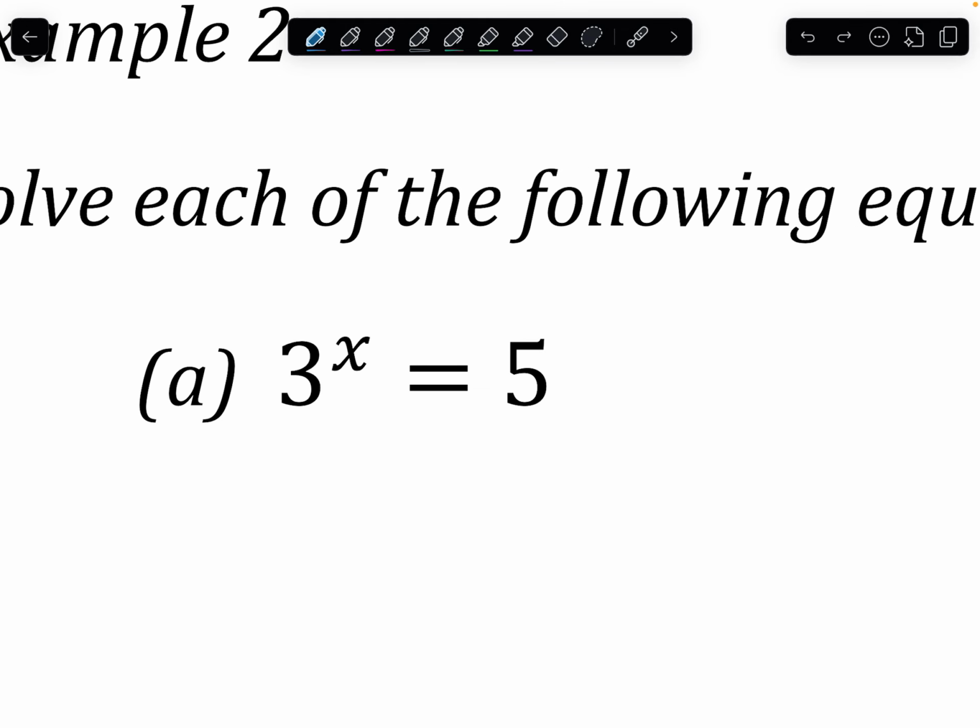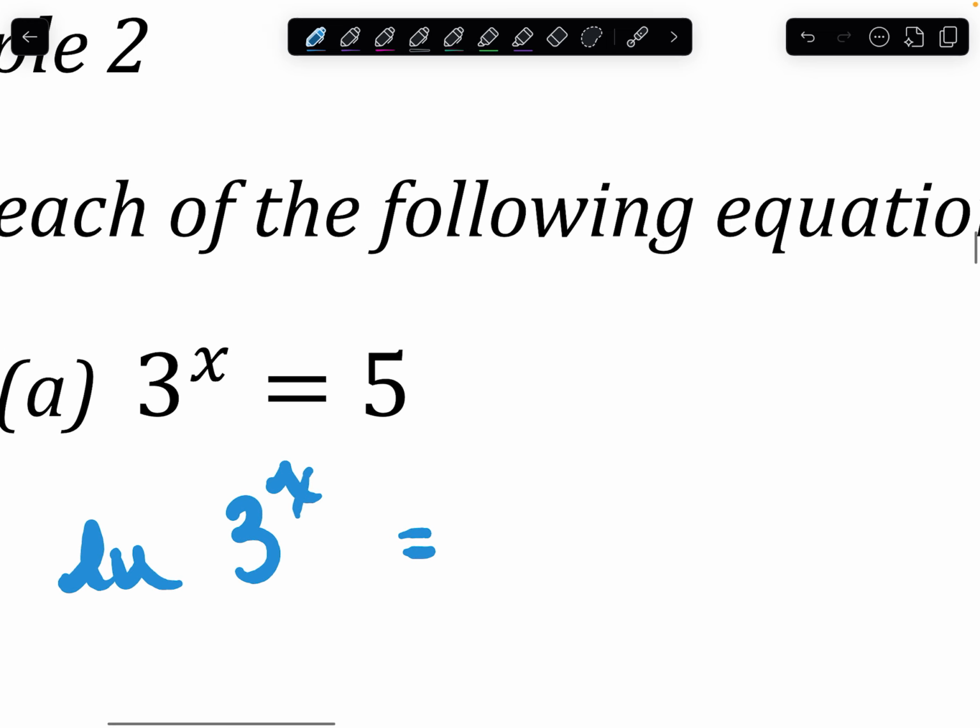That's just the one I like, and I also only have to write down ln instead of log. So natural log of the left side. If I take the natural log of the left side, I have to take the natural log of the right side.